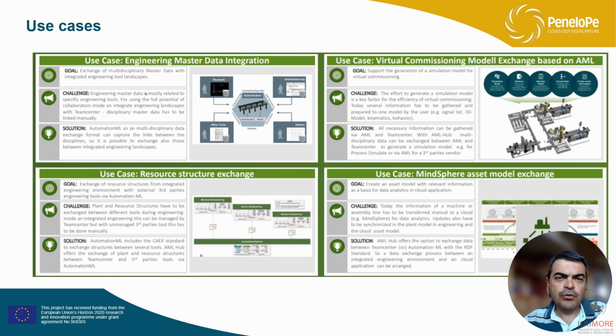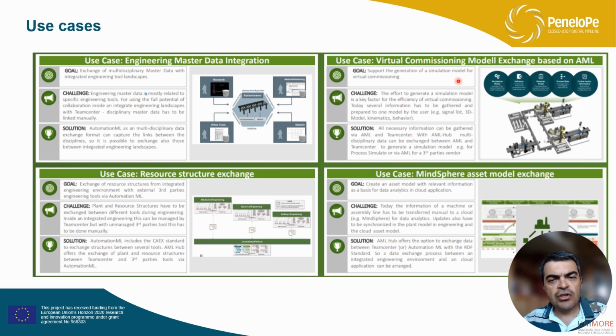So there are many usages we can imagine for an AutomationML file. This slide reports some of those. For instance, we can use AutomationML to exchange data within integrated engineering tool landscapes, which is quite the original usage of AutomationML files. But we can think about AutomationML also in simulation environments. So it could be used to support the generation of a simulation model in virtual commissioning.